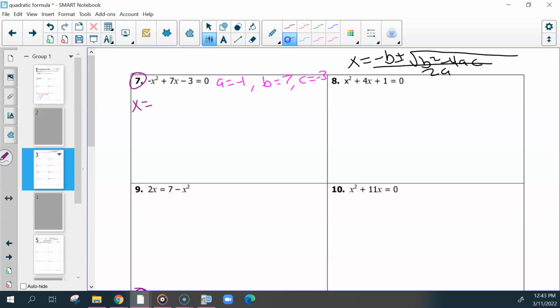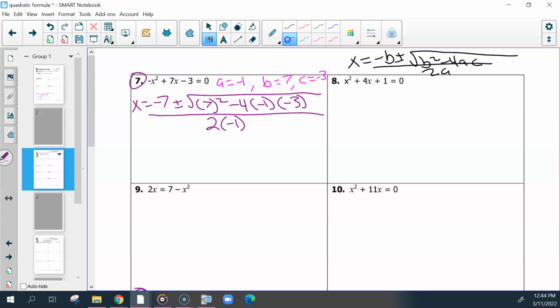We have negative b plus or minus the square root of b squared minus 4 times a, which is now negative 1, not this one, times c, all over 2 times a, which is now negative 1. And then we can start to simplify.